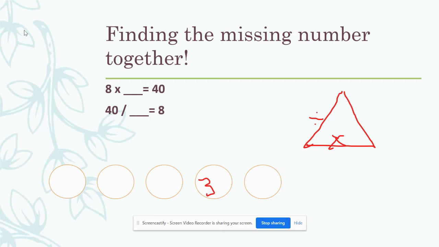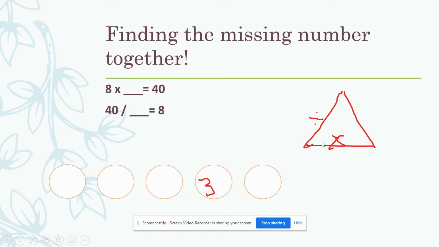So if we have an equation like this, 8 times what equals 40, or 40 divided by what equals 8. These are fact families, so the same answer here goes here. Okay, we've played with fact families before, and so here I have a fact family triangle that you could do or fill out to solve for the missing number. If you want to try out this fact family triangle, all you have to do is write or draw this triangle on a piece of paper.